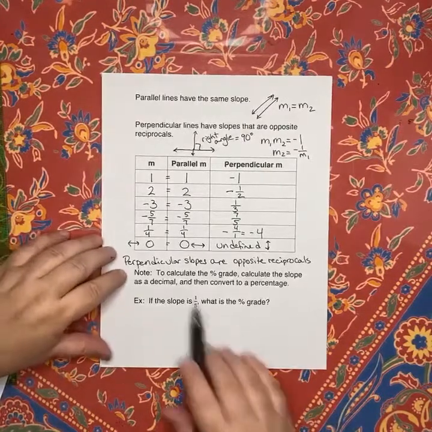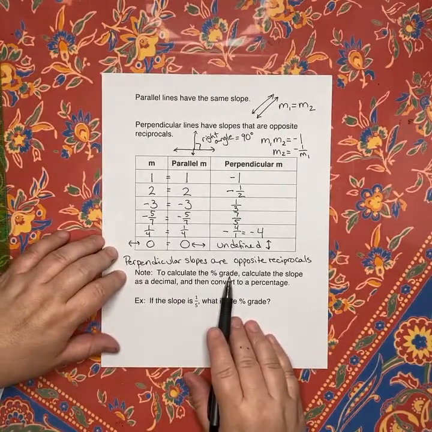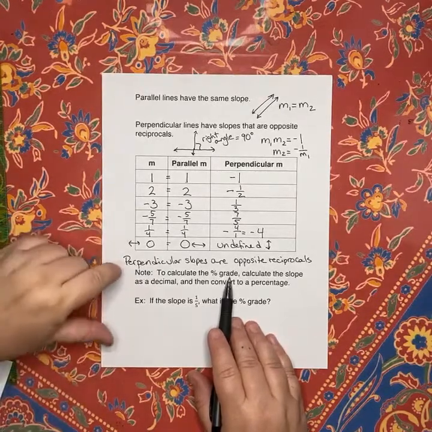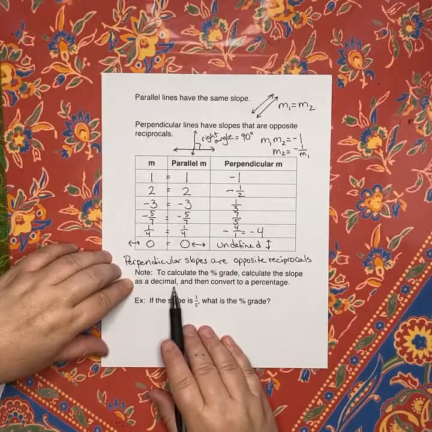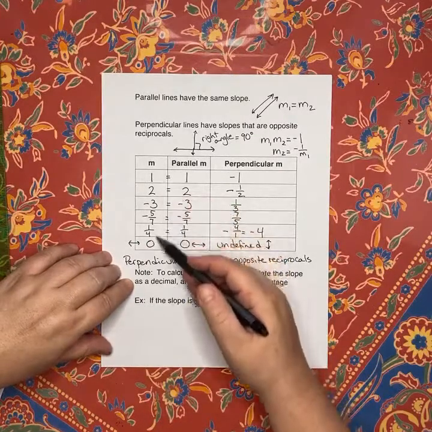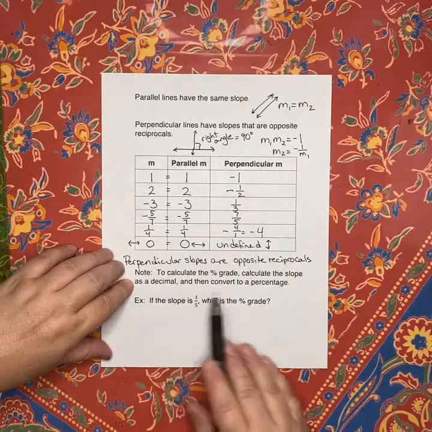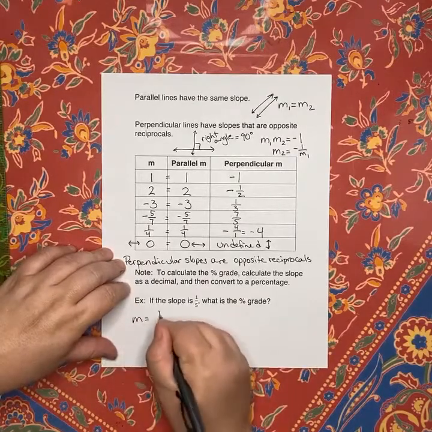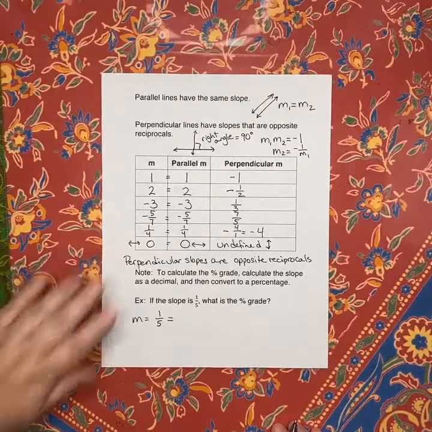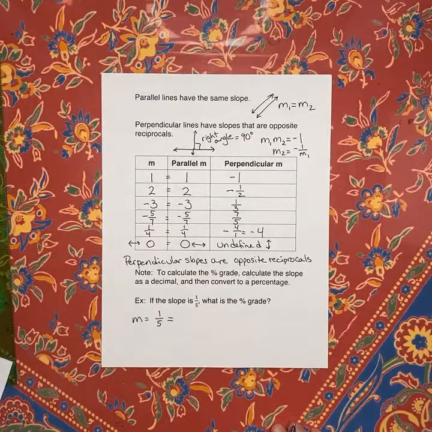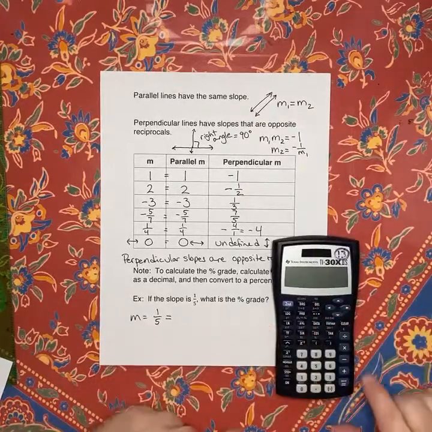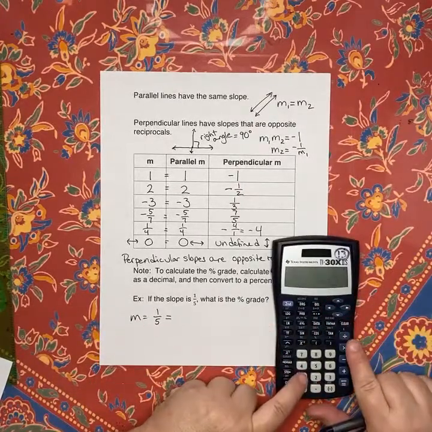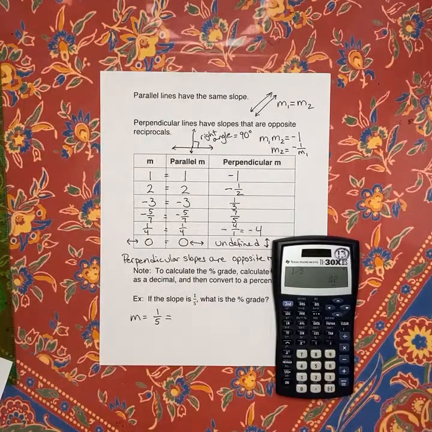One last note. To calculate the percent grade, so this has to do with some of the word problems in the homework. Calculate the slope as a decimal, right? Because these are all in fraction form, so we'd have to rewrite them as a decimal and then convert to a percentage. So what does that mean? Well, if the slope is 1/5, let's convert that to a decimal. I hope that you know that 1/5 is 0.2, but if you don't, 1 divided by 5 equals 0.2.